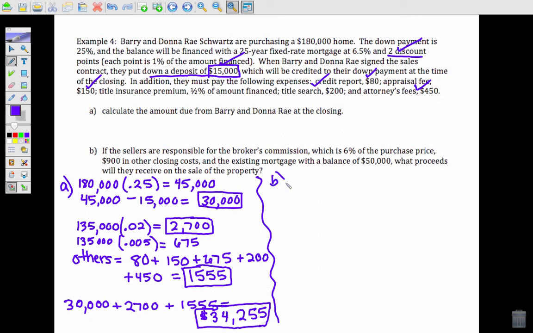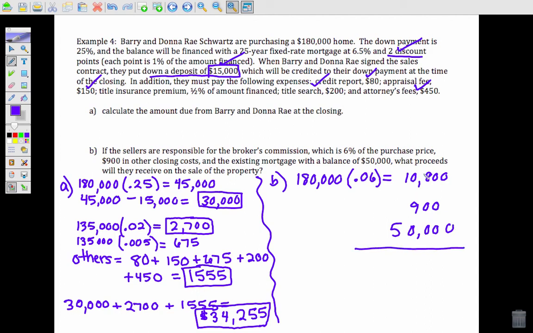Okay? All right, now let's look at the other half of the scenario. The sellers. The sellers are responsible for a broker's commission, which is 6% of the purchase price. The purchase price was $180,000, the actual amount it was sold for. So 6% of that is $10,800. They're going to have to pay that to the broker. $900 in closing costs, so they're going to have an additional $900. And they have an existing mortgage balance of $50,000. They still have $50,000 to pay on their mortgage.